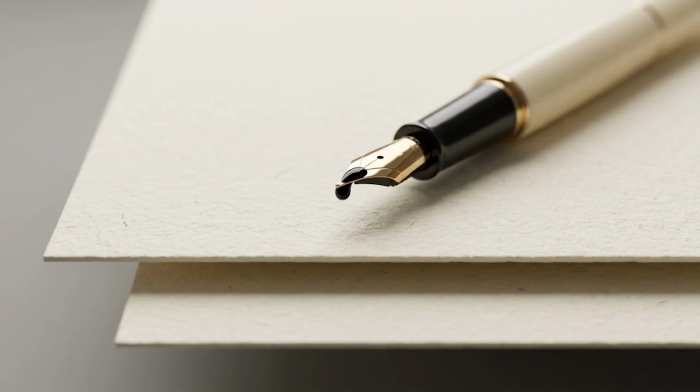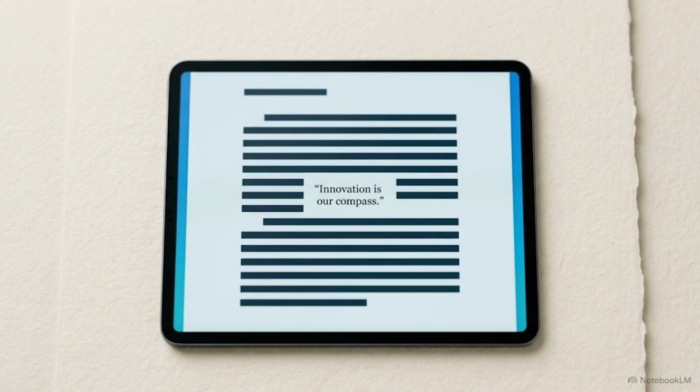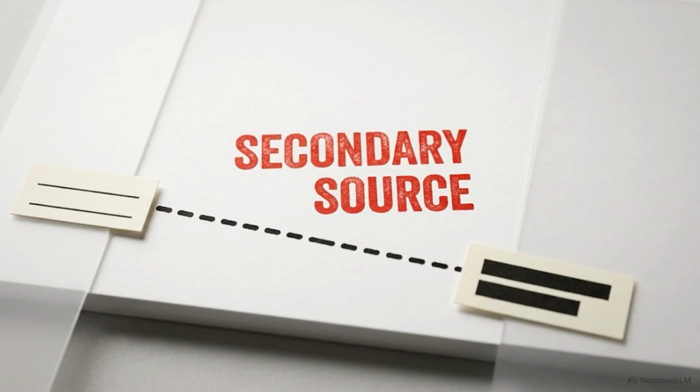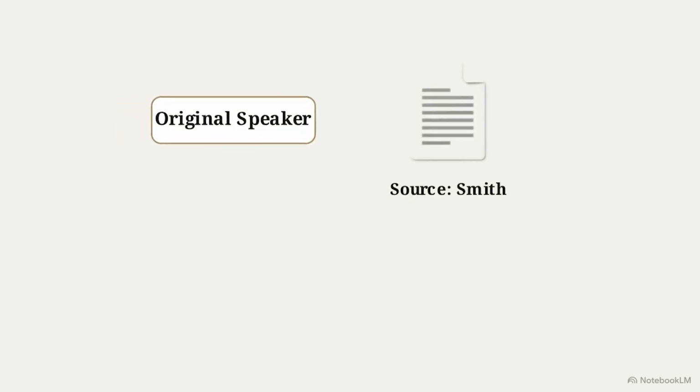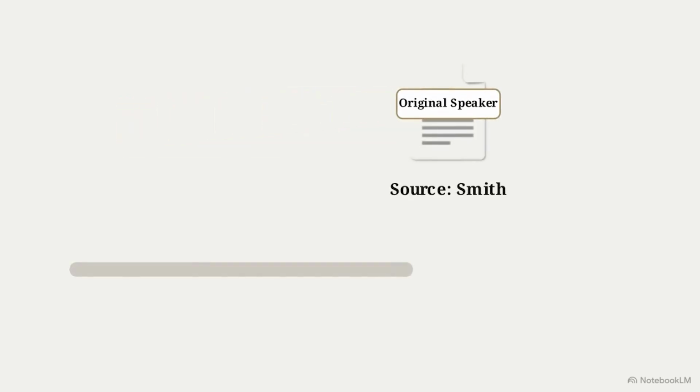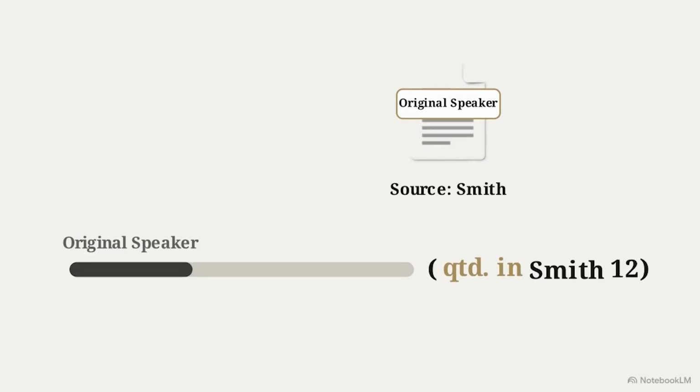Sometimes you need to quote an author, but you only found their words inside someone else's article. This is called citing an indirect or secondary source. To handle this, MLA uses the "quoted in" rule. Introduce the original speaker in your sentence, but your parenthetical citation will read "qtd. in," followed by the author of the text you read. This credits the speaker while mapping your actual source.